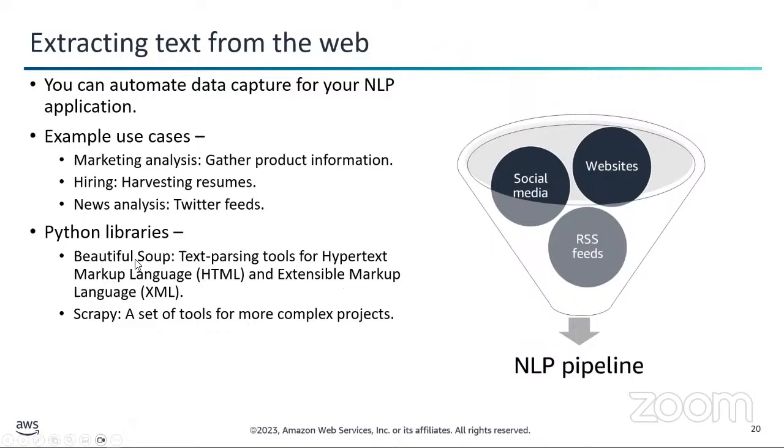So Beautiful Soup can be used to parse text out of HTML or XML, and then there are other libraries to extract the text from JSON format and YAML format. And then Scrapy is another library in Python, which is a set of tools for more complex projects. So that's Scrapy.